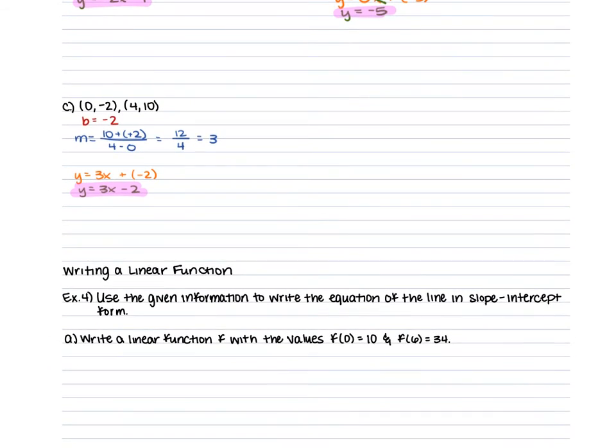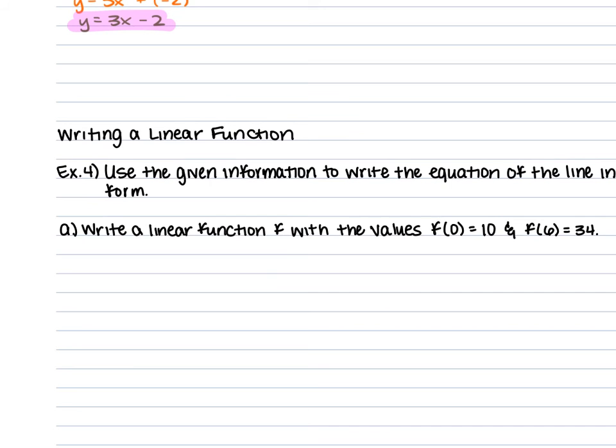For our next example, it tells us to use the given information to write the equation of a line in slope-intercept form. A says to write a linear function f with the values of f of 0 is equal to 10, and f of 6 is equal to 34. This just means that when x is 0, y is 10, and when x is 6, y is 34. So these are the 2 points that they're giving us.